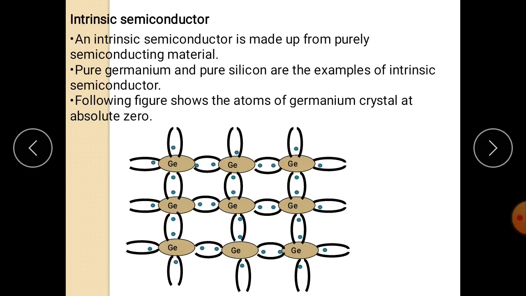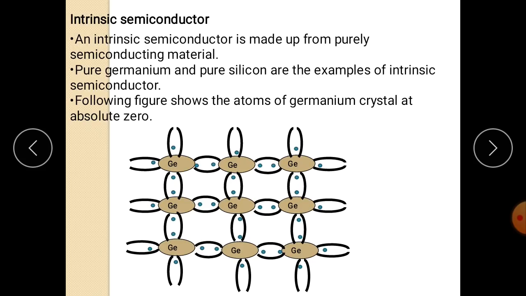The following figure shows the atoms of a germanium crystal at absolute zero. This is a crystal of germanium where all the germanium atoms are tightly bound with their parent atoms. Germanium atom has atomic number 32. The valence shell orbit contains 4 valence electrons, which make covalent bonds with other adjacent atoms. Each atom is tightly bound with the adjacent atom by the covalent bond.